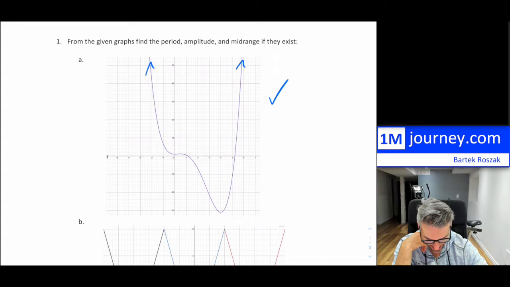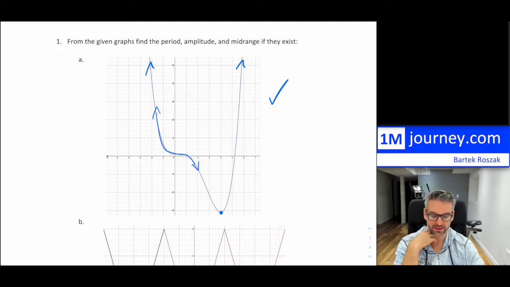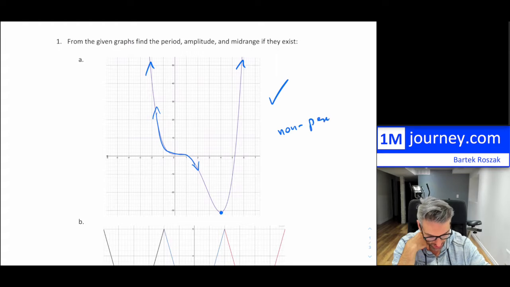You do have some kind of a minimum right there, and a switch over from here to here. So you have crossings through 0, but it's not periodic, so it's not going to really have a period. It doesn't have an amplitude, and it doesn't have any mid-range either, because it looks like it blows up to the top. So nothing to do with this one. You can say this one is non-periodic.